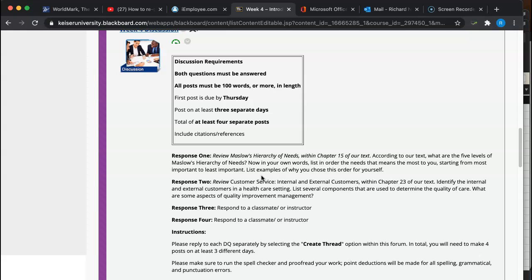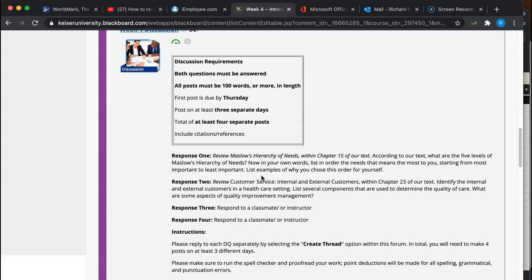Then what they want you to do, in your own words, is list in the order that means the most to you. So not necessarily what Maslow believes, but what order would you place your needs in the hierarchy of needs pyramid? And then tell us why you would place them in that order. One of the reasons we do this exercise is to show you how people have different needs and different requirements in life based on the experiences that they've had during their life. We don't all come to the table with the same experiences, so we all have different needs and different requirements.